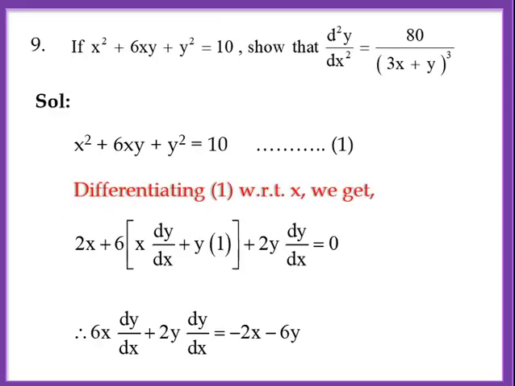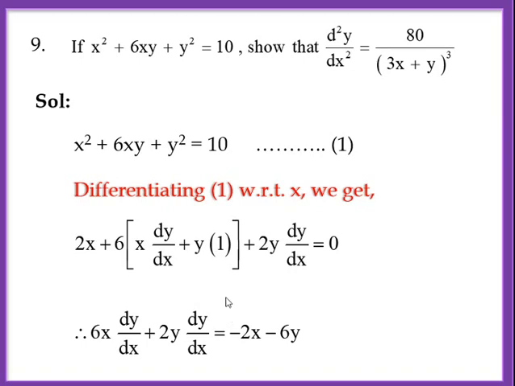Now this is again an important sum. If x square plus 6xy plus y square equal to 10, show that d2y by dx square equal to 80 upon cube of 3x plus y. Now this is an implicit function. Differentiate: 2x plus 6 into what is derivative of xy? x dy dx plus y. What is derivative of y square? 2y dy dx equal to 0.